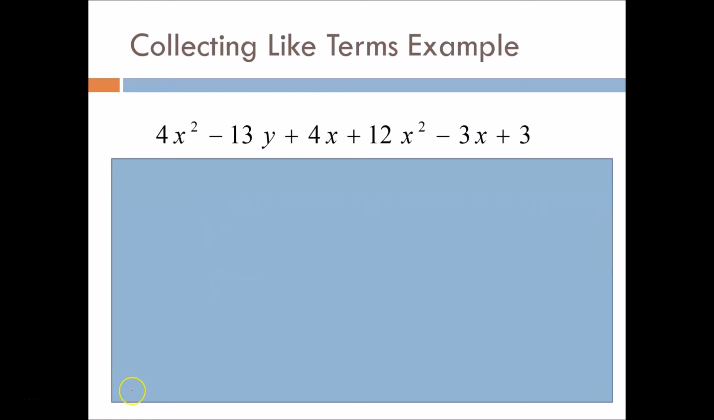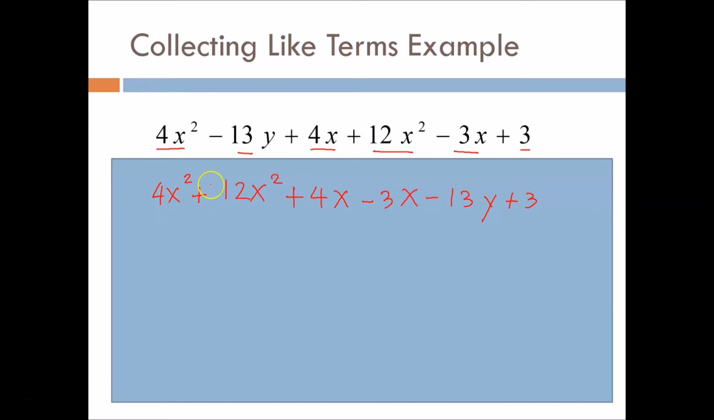Okay, now let's try this one. It looks long, but it's not that hard. First, we will organize the terms by combining like terms. Let's start with x and with the highest degree. So let's write 4x squared plus 12x squared, and then 4x will follow, minus 3x. Okay, we're going to write minus 13y now, and finally plus 3. So we have 1, 2, 3, 4, 5, 6 terms.